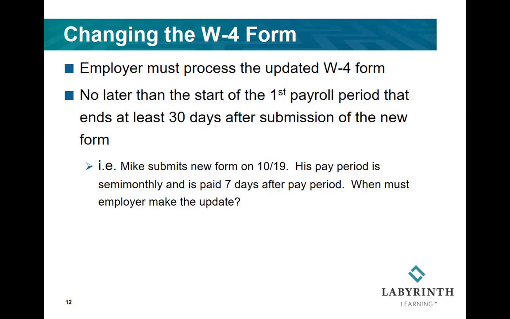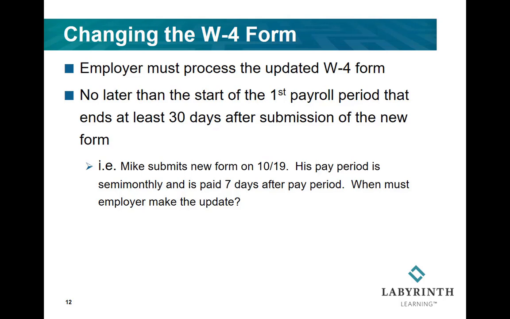For example, Mike submits a new form on October 19th. His pay period is semi-monthly and he is paid 7 days after the pay period. When must the employer make the update of his W-4 form? Let's think about this. It must be 30 days after submission of the new form. So Mike submitted the new form on October 19th. Then approximately 30 days from October 19th is November 19th.